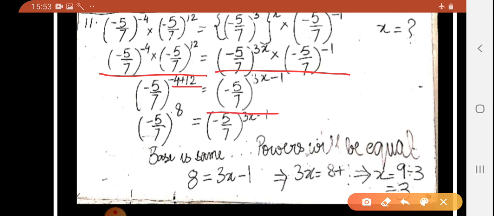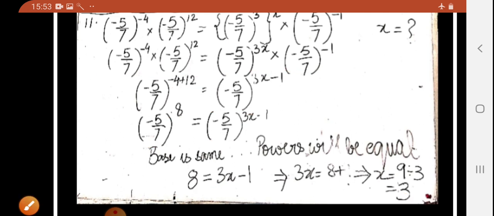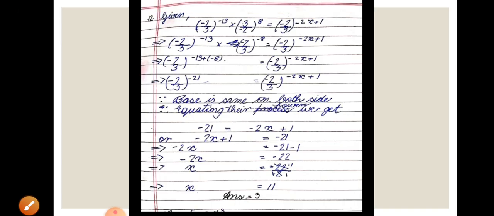Now again, on both sides the base is same. When the base is same, the powers will be equal, so we can write 8 equals 3x minus 1. So 3x will be equal to 8 plus 1, and x will be equal to 3. Now question number 12. Again we have to find the value of x.